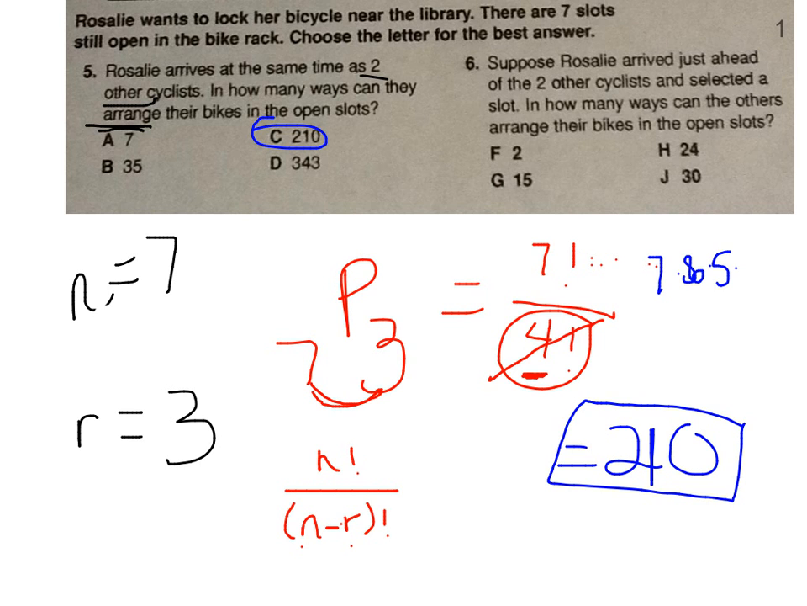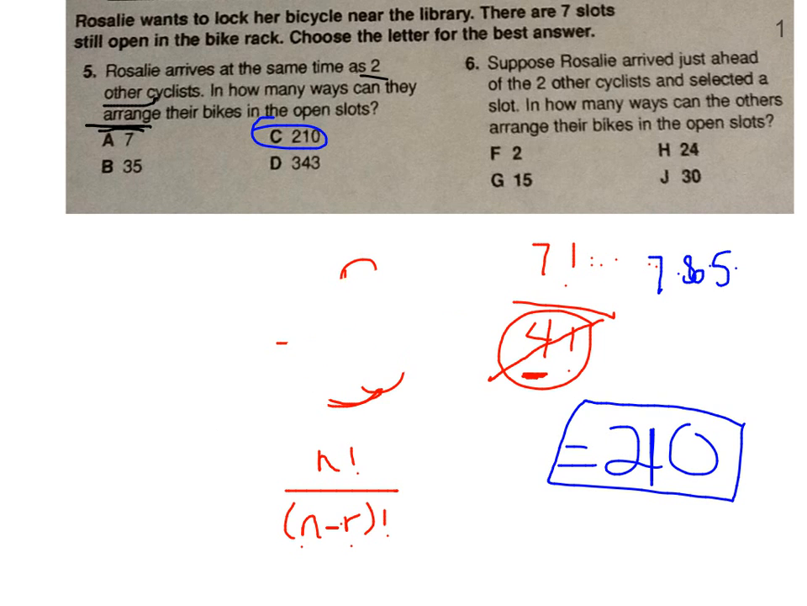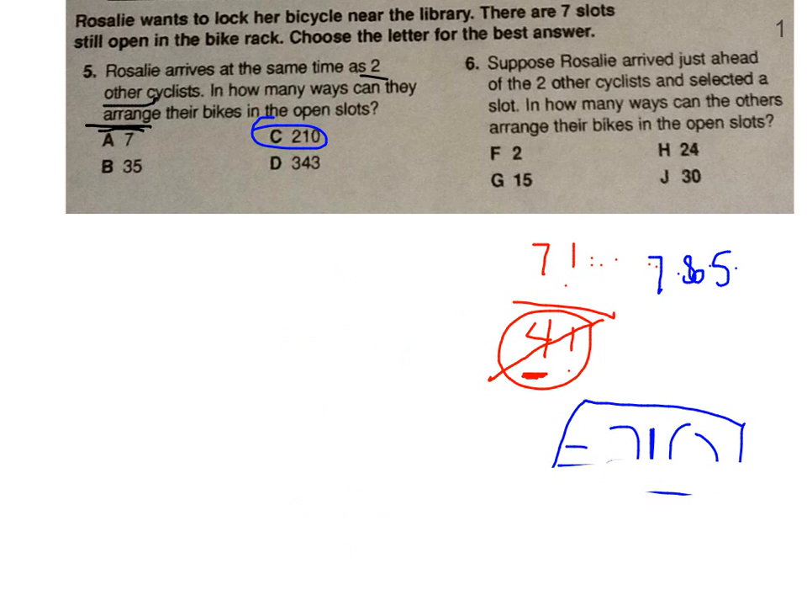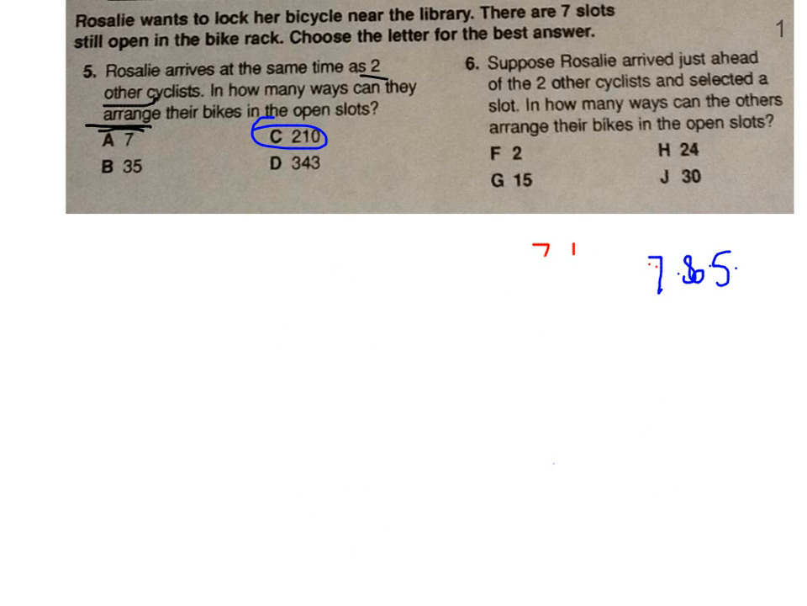All right, I'm going to erase all this while we start reading number 6. It says, suppose Rosalie arrived just ahead of those other bicyclists and has already selected a slot. Now, how many possible ways can the other 2 bicyclists arrange theirs? Well, now we're dealing with only 6 open slots. And I'm going to do this the other way without the formula, just so you can see it that way too. Remember, this without the formula really only works if it's a permutation, because it assumes that there is a difference in how you might arrange them.